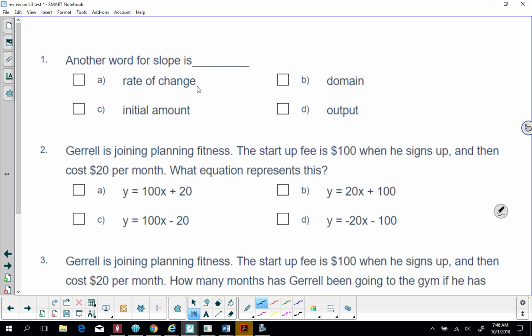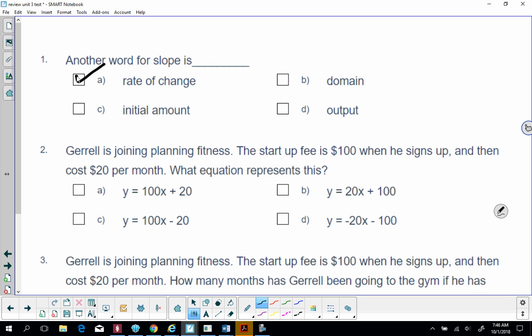So first, another word for slope is what? Rate of change. What would initial amount be? The y-intercept, right? Domain would be your x, and output would be your y. So the only thing is rate or rate of change means slope. So you want to make sure you're putting the answers down. This is your study guide.